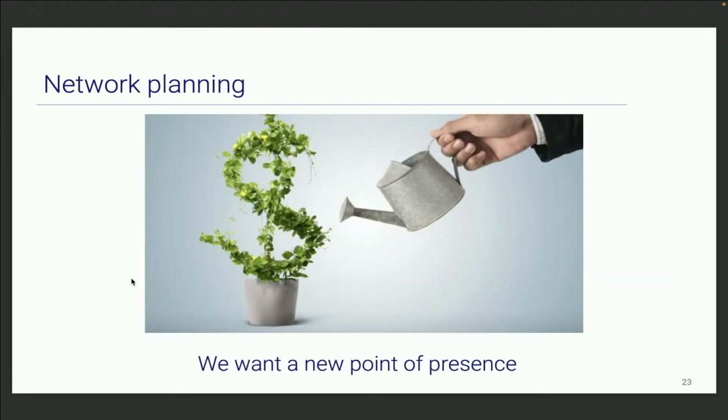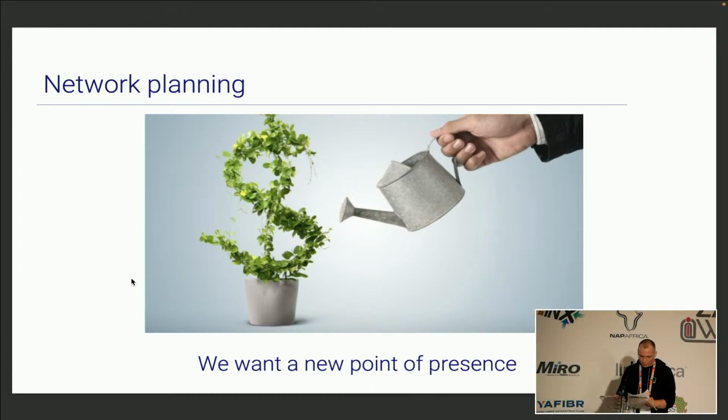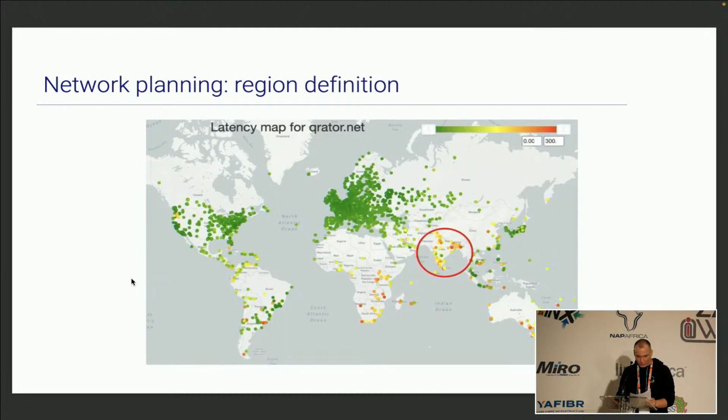Next thing is about network planning. Let's imagine that you are the owner of a large network, and you want to grow your business, and to do this you have to expand your network. The question arises: where to place a new point of presence? How do we approach this? We can measure delays. For example, we can use RIPE Atlas probes and identify the countries where these delays are at maximum.